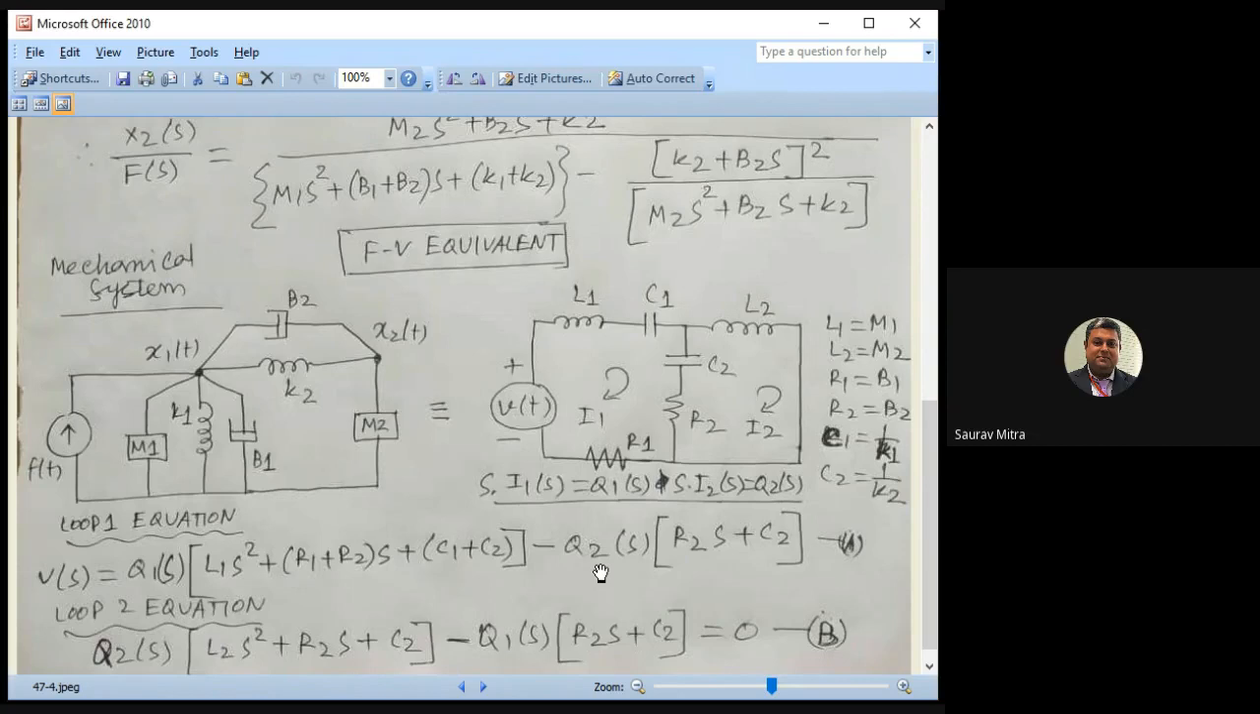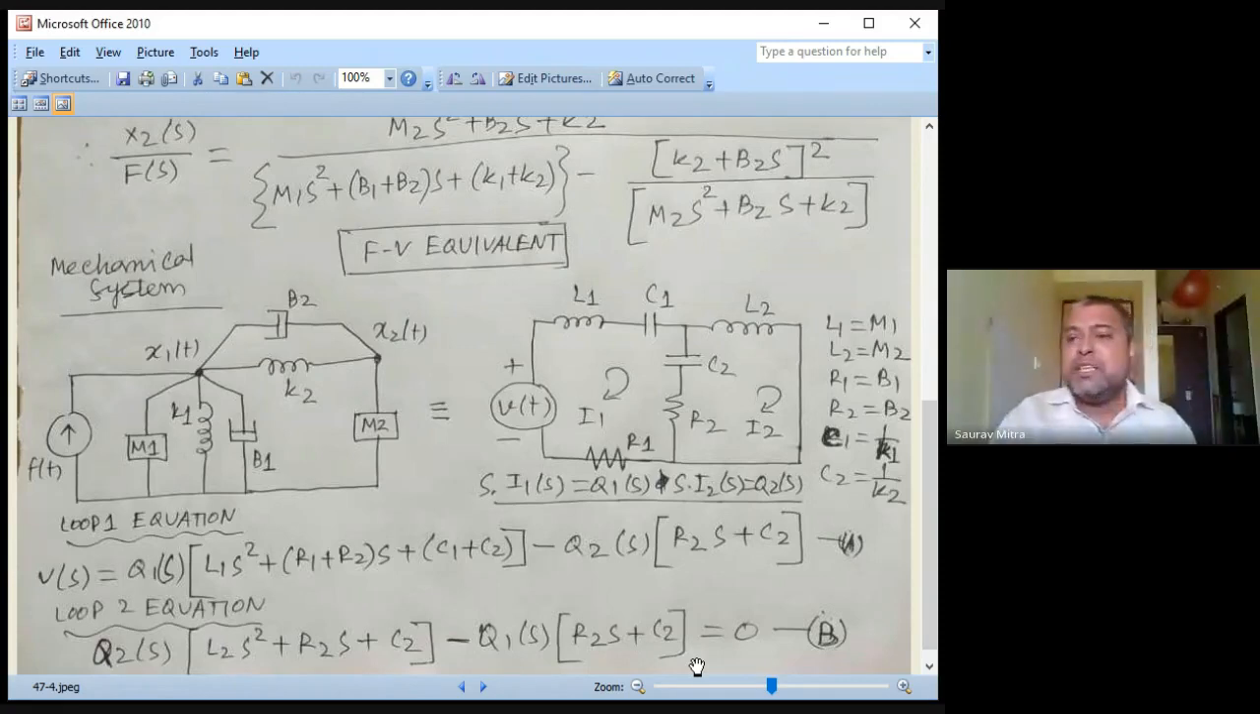In that case, you have to take all the q2 on one side and you can find out the relationship between q2s by vs. Somebody wants q1s by vs. That means from this equation you have to find q2 is equal to q1s into r2s plus c2 divided by l2s square plus r2s plus c2. So q2 you have to represent in terms of q1. And after you do that, you have to substitute that value of q2 in the previous equation.